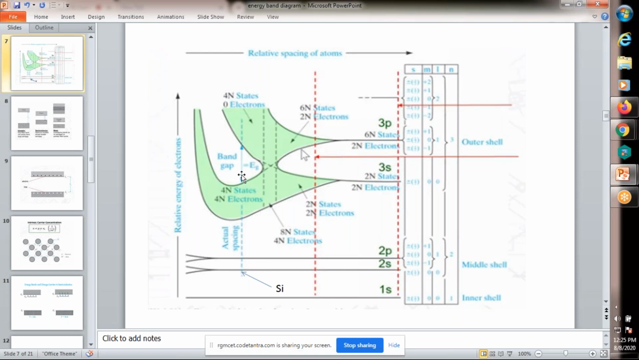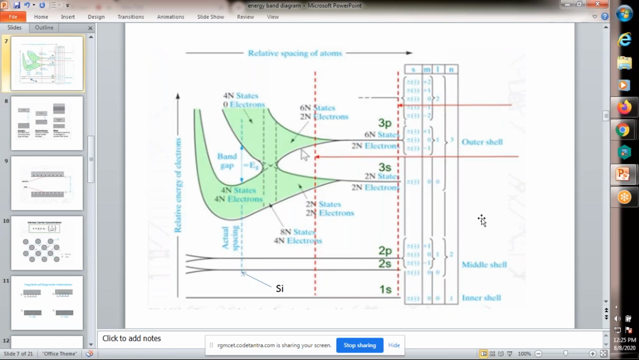That means the place of germanium is on the right side of silicon, around here, where there is some band gap. Now observe here, this is the overlap section. In this case, the behavior is a metal type of behavior. This is briefly about the band structure, the relative energy of electrons and the relative spacing of atoms.